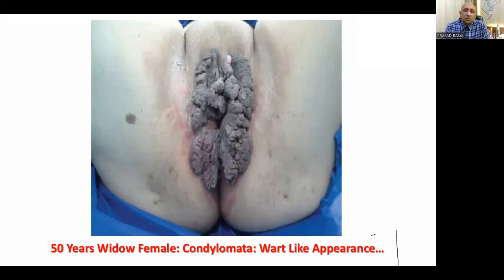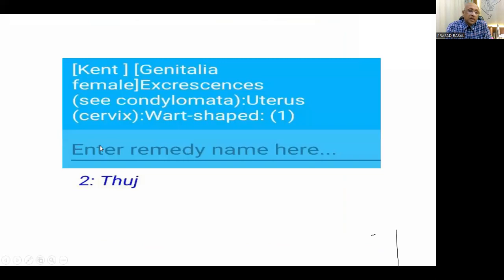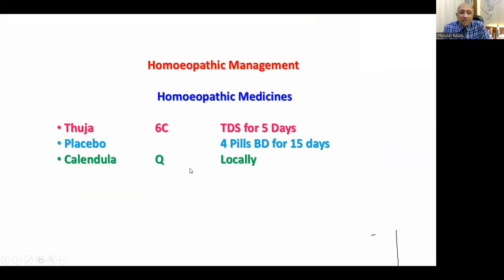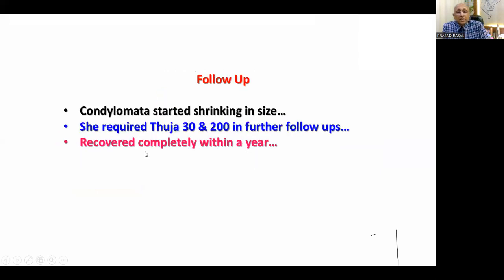And such a pathology we have to look for in our repertory. So what is the rubric? The rubric is very simple. Genitalia, excrescences, uterus, wart-shaped cervix. Thuja is the only remedy mentioned over there. So I started with Thuja 6C, TDS for 5 days, placebo, 4 pills BD for 15 days, and calendula Q, as I mentioned earlier, that it is very specifically mentioned for warts on the external os in the female genitalia. Condylomata started shrinking in size.